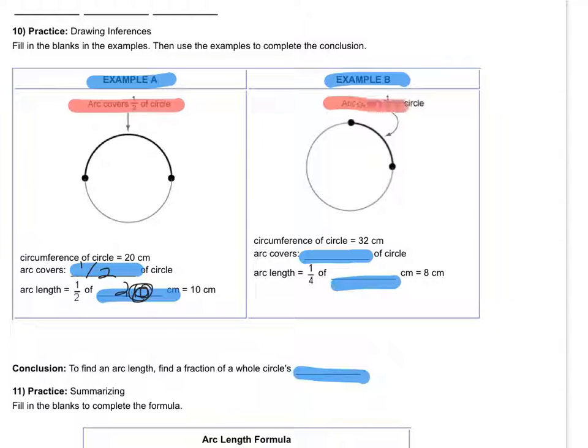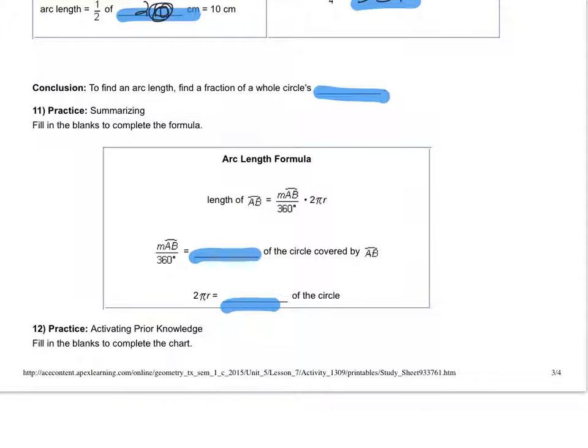Now, for example B, the arc covers 1/4 of a circle. Glad you asked where I got that from. It came from right there. So the circle has a circumference of 32 centimeters. So the arc covers 1/4 of the circle. And if it covers 1/4 of the circle, then the circle is 32. So I'm multiplying. Of means multiply. So 32 times 1/4 is very similar to 32 divided by 4. So that's how they got 8 centimeters. In conclusion, to find an arc length, find a fraction of the whole circle's circumference.